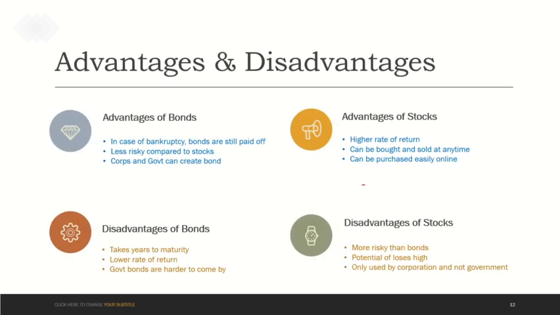Okey, kemudian kita pergi kepada advantages and disadvantages of stocks. Ya, advantages between bonds and stocks. Okay, advantages of bonds: in case of bankruptcy, bonds are still paid off. Maksudnya, kalau bankrupt pun, that entity kena bayar balik nilai bond tu tadi. Yeah, it's less risky compared to stocks. Corporate and government can create bonds.